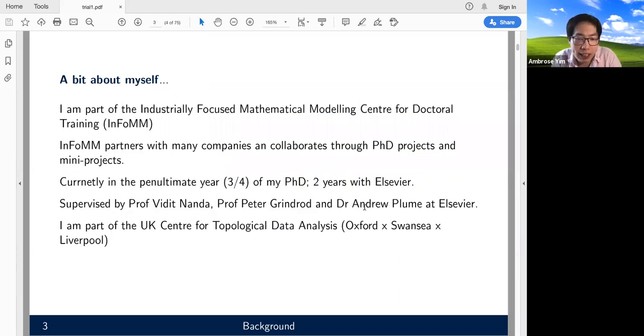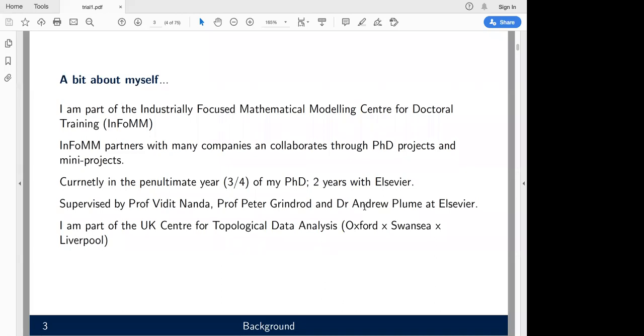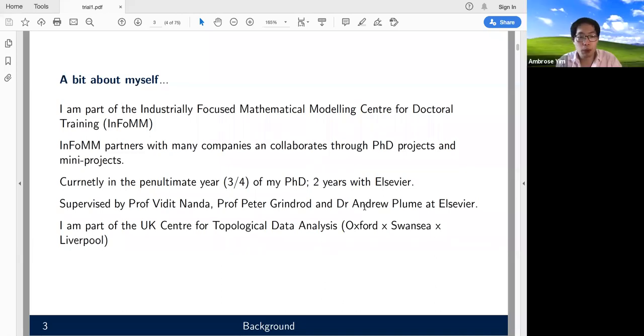And so on the academic side, I have 2 supervisors. I have Vinananda, who's a topologist, and Professor Peter Grindrod, who is a person who's spent a lot of time working with industry throughout his career, and he even got a CPE because of that. And I'm part of this Data for Topological Data Analysis, which is a cross-university project between Oxford, Swansea, and Liverpool.